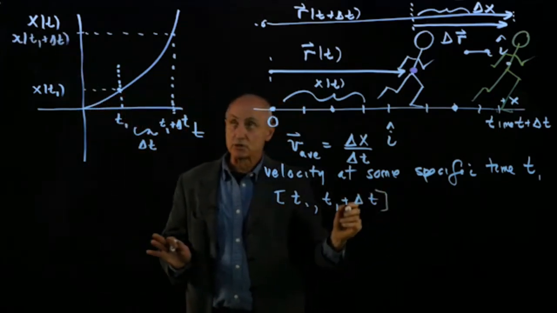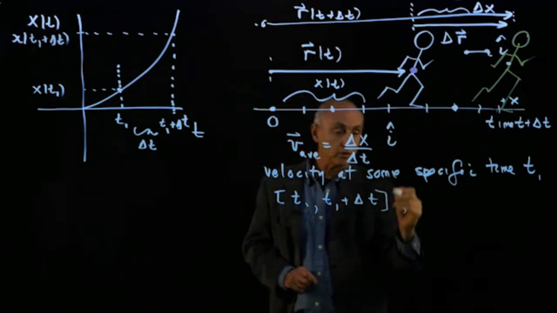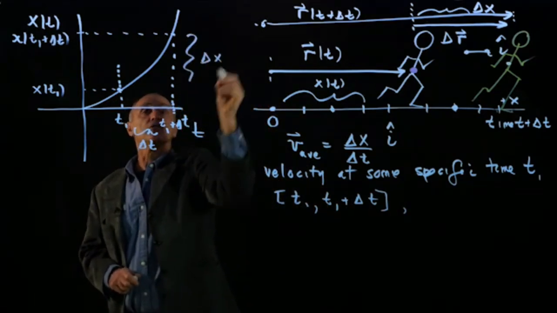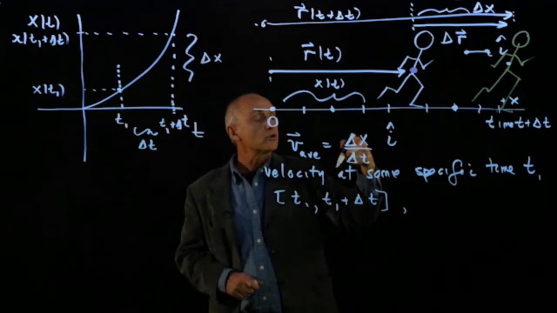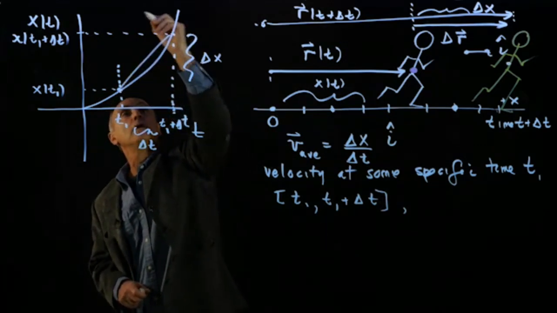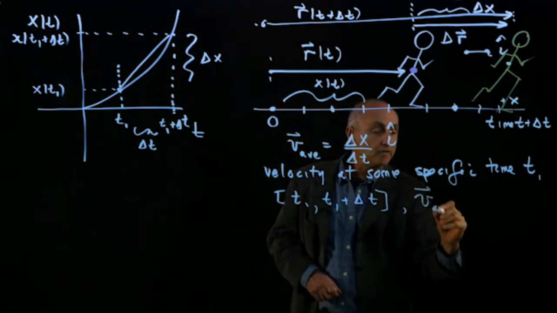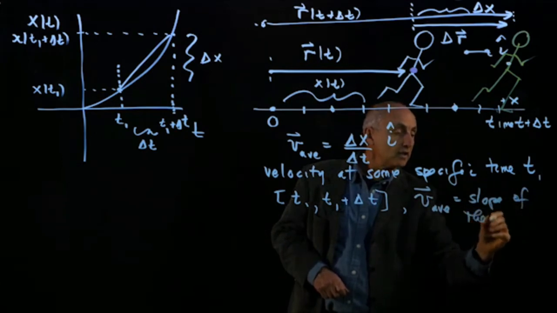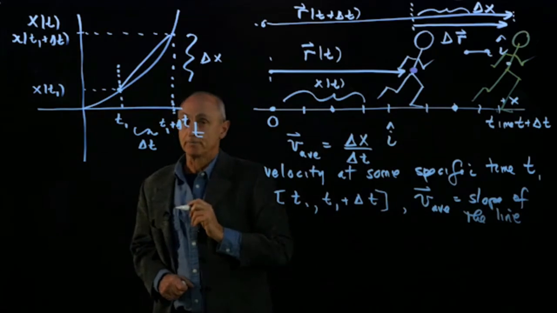Then for this particular time interval, v average represents delta x over delta t. So it's just the rise over run. It's just the slope of this straight line. So for this particular interval, the average velocity is the slope of the line shown here on the figure.